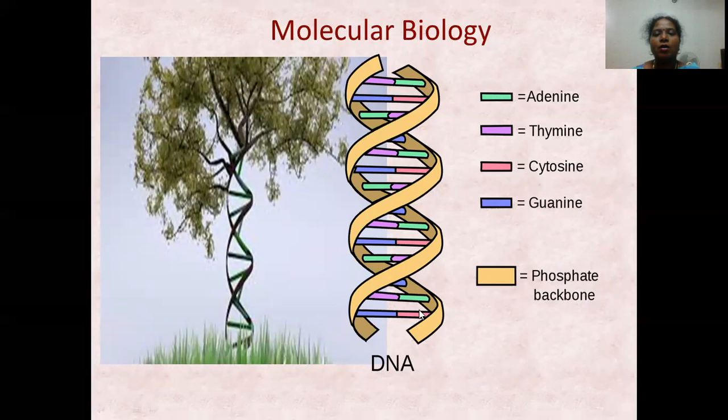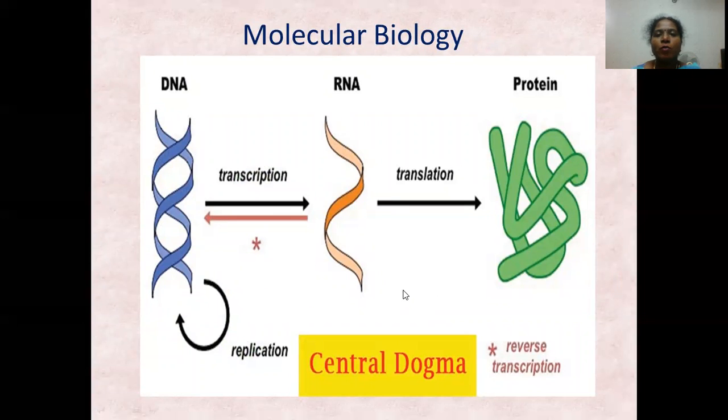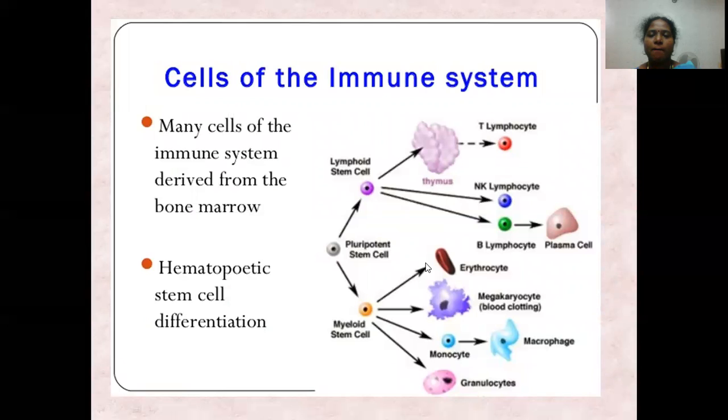Molecular biology. DNA is the genetic material in humans which carries all the nitrogenous bases such as adenine, thymine, cytosine, and guanine. The DNA is a double helical structure and carries phosphate molecules as its backbone. The central dogma in molecular biology is replication, transcription, and translation. Replication is nothing but DNA to DNA synthesis. That is, double stranded DNA will change into single stranded DNA and it will produce more copies. DNA to RNA synthesis is described as transcription, and RNA to protein synthesis is described as translation. So this is the central dogma of molecular biology.